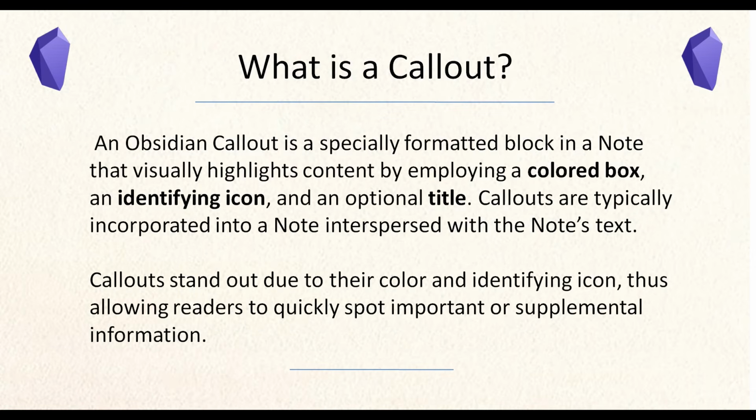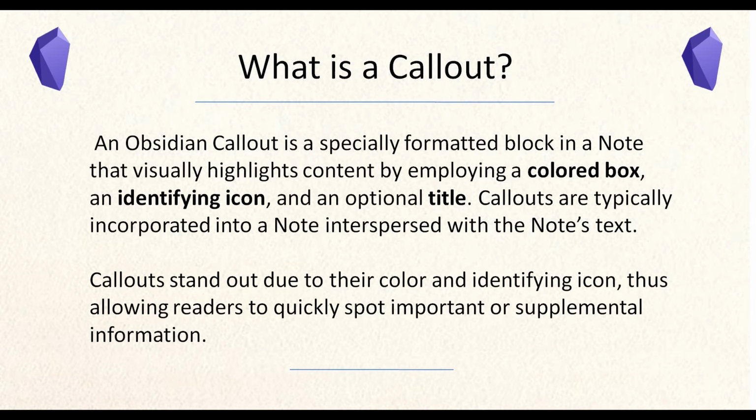What is a callout? An Obsidian callout is a specially formatted block in a note that visually highlights content by employing a colored box, an identifying icon, and an optional title. Callouts are typically incorporated into a note interspersed with the note's text. Callouts stand out due to their color and identifying icon, thus allowing readers to quickly spot important or supplemental information. Callouts in Obsidian can contain a variety of content, including text, links, images, and PDFs. They function like a block quote, but they are much more decorative and eye-catching. Also, markdown formatting can be used in a callout.